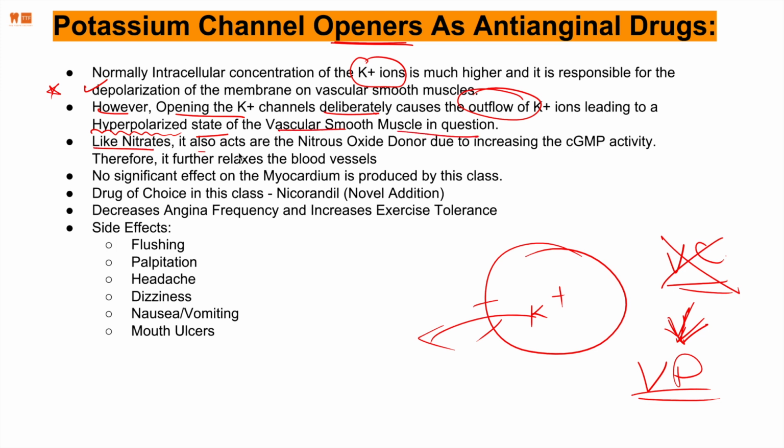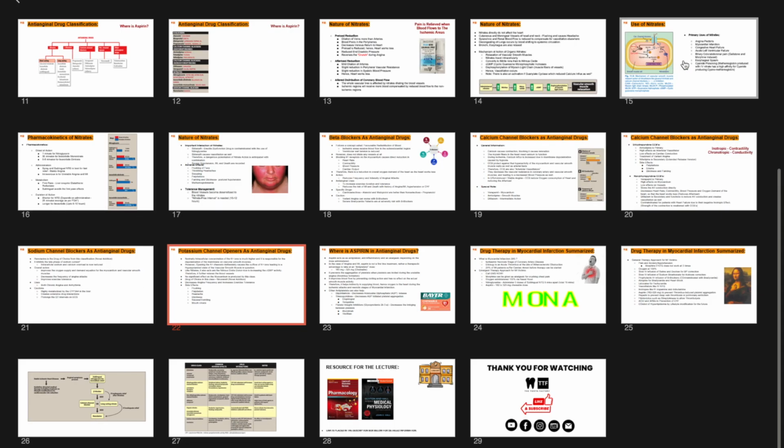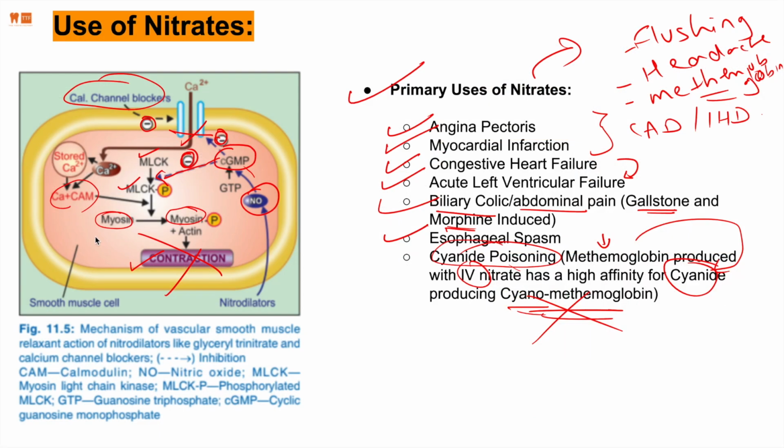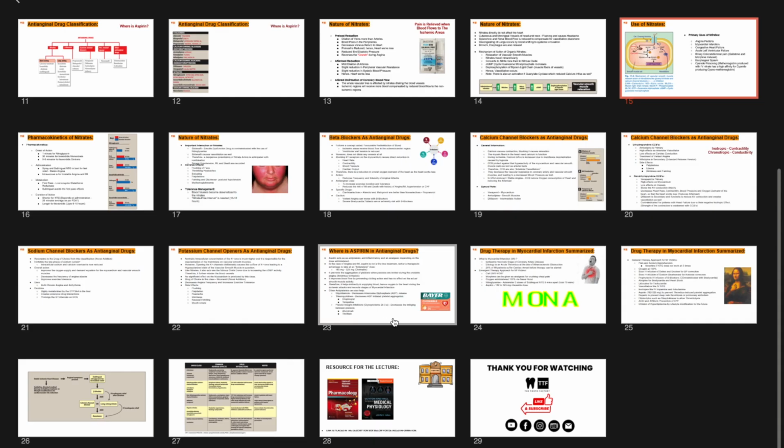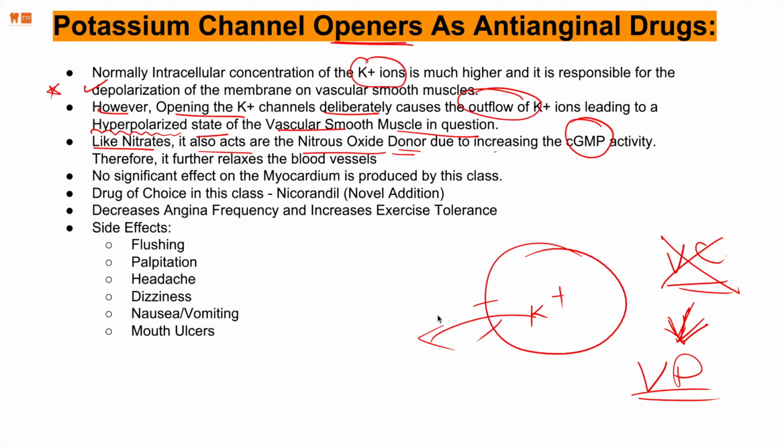So like nitrates, it acts on the nitrous oxide donor characteristic, where it increases the cGMP. Remember that activity, guys? cGMP. We're talking about this section of the lecture up here. cGMP, this section. Okay, so bring yourselves back to the diagram. Very important diagram, guys. So it increases that activity, therefore it relaxes the blood vessels. No significant effect on the heart, so nothing to do with the heart, only vessel.